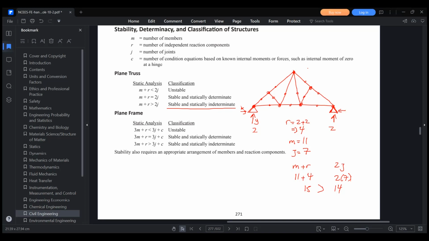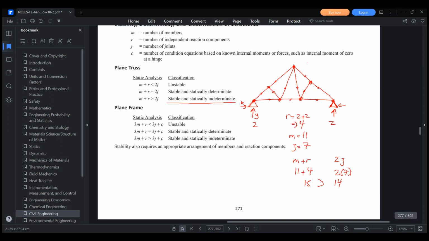So if you change one of the supports, for example, and make it like a roller, that will just reduce the number of reactions. It will be 3, for example, and this equation definitely will be 14 equals 14, and that's going to be stable and statically determinate. So you can play with the variations and so on. Definitely solve as many similar questions like this as you can. That's obvious that they are going to ask you this.